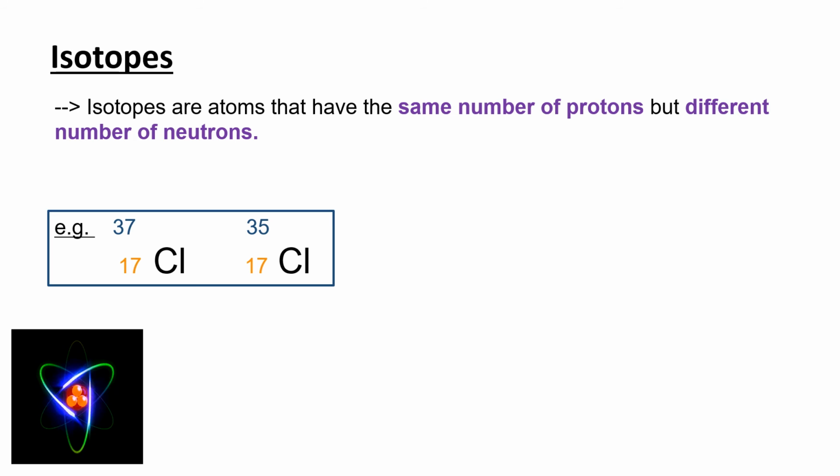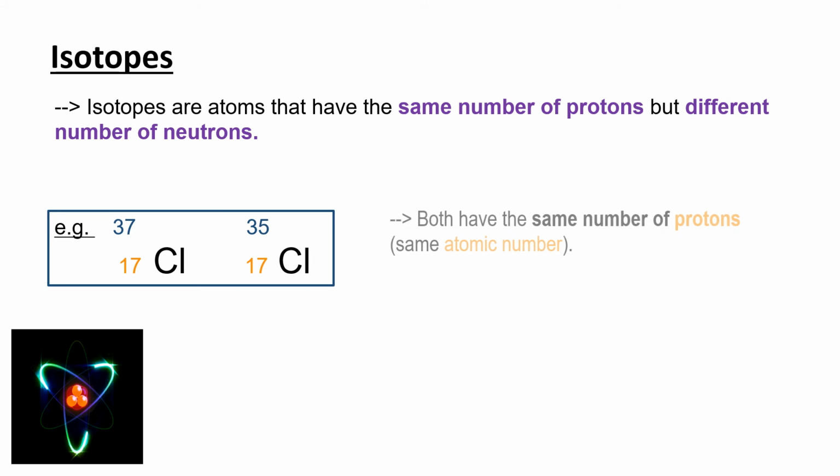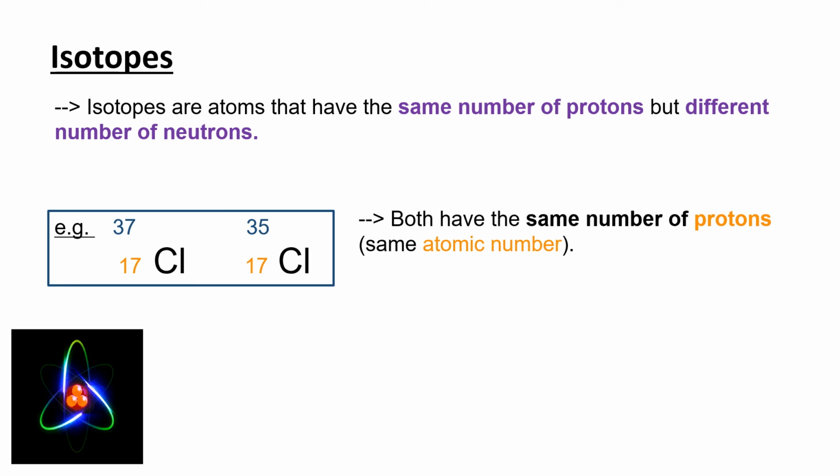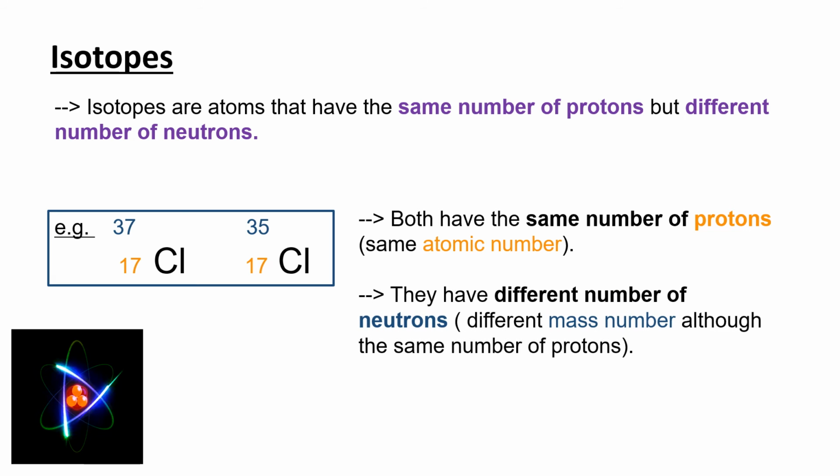For example, if we look at chlorine-35 and chlorine-37, they both have the same atomic number, which suggests the same number of protons. However, they have a different mass number, which means they have a different number of neutrons.